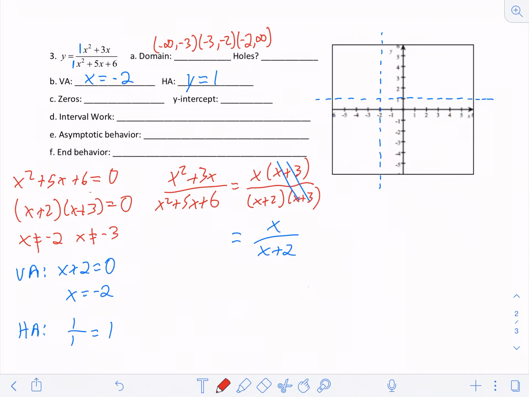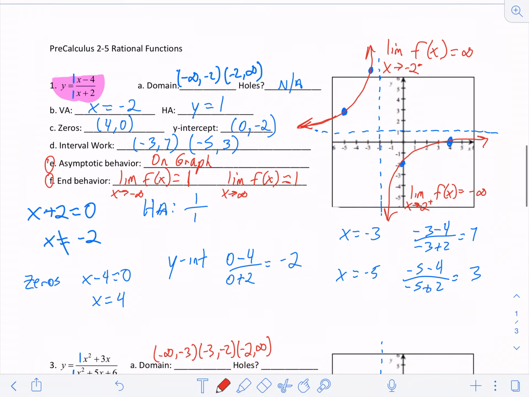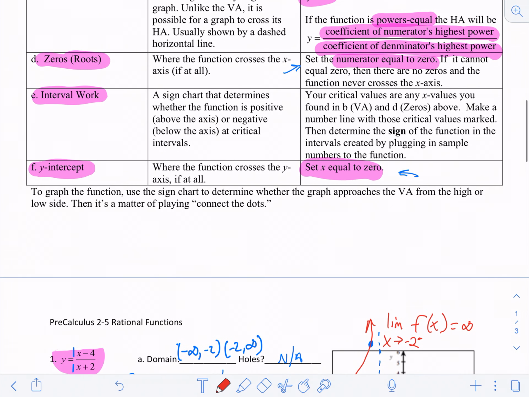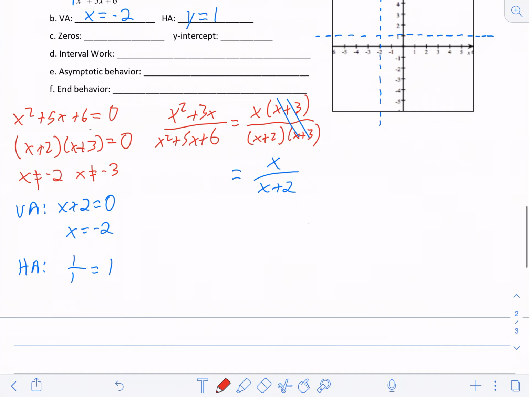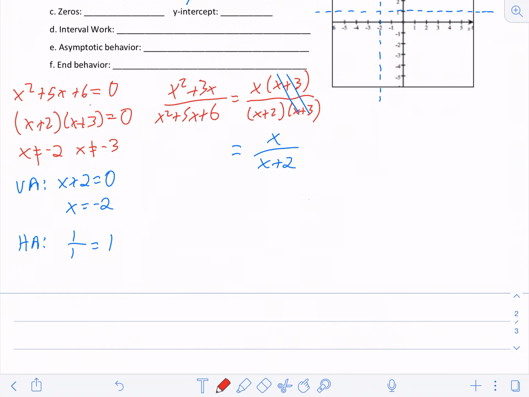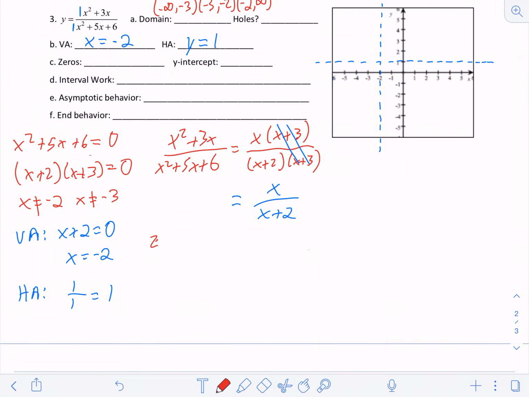Now, what else do we need? Well, we need our zeros and our y-intercepts. Remember, the zeros are where we set the numerator equal to 0. So the numerator is x, and for my zeros, I'm going to say x equals 0. Well, that's easy enough. So my zero is x equals 0. When x equals 0, I get 0. So (0, 0) is my zero for this, one of my points for this graph.